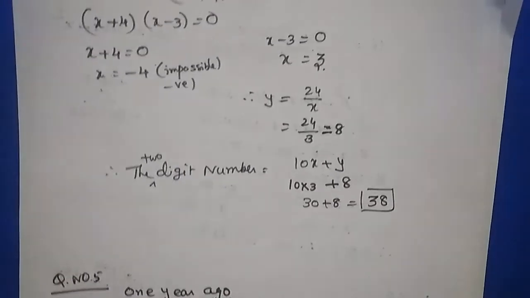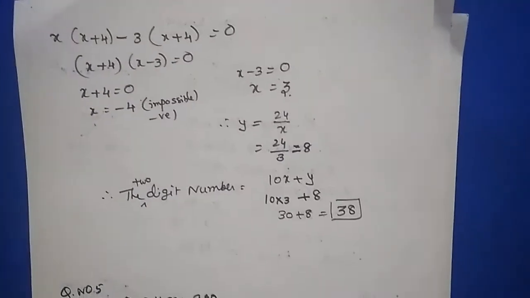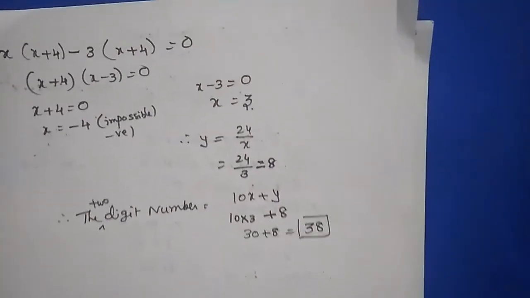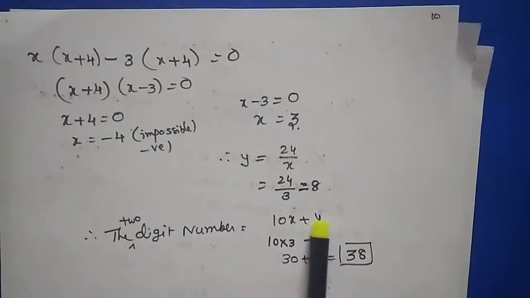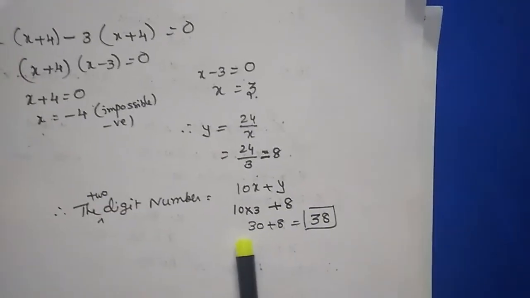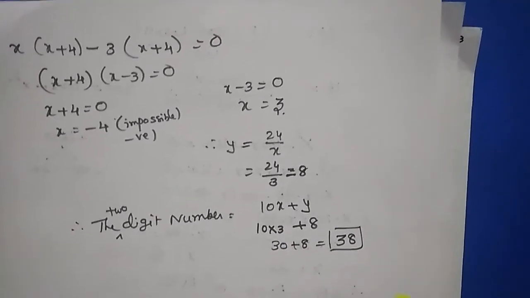Up to this, you should not stop. What is the question? What is the two-digit number asked? So the two-digit number is 10x plus y. Substitute in the place of x, 3 and in the place of y, 8. You are getting 30 plus 8, 38. 38 is the two-digit number.